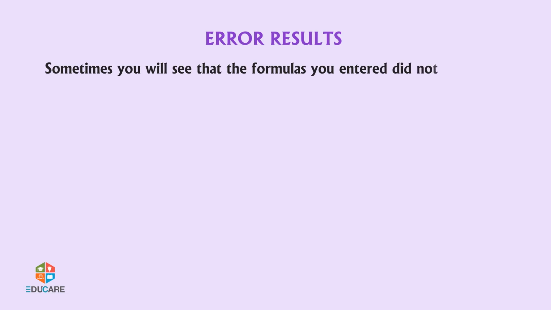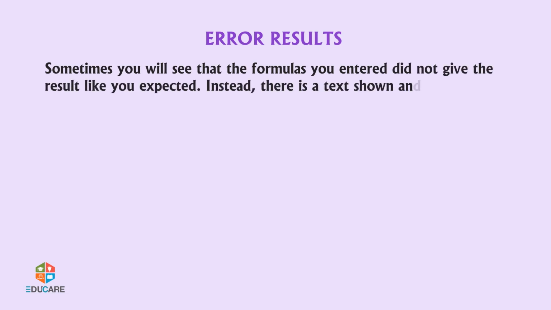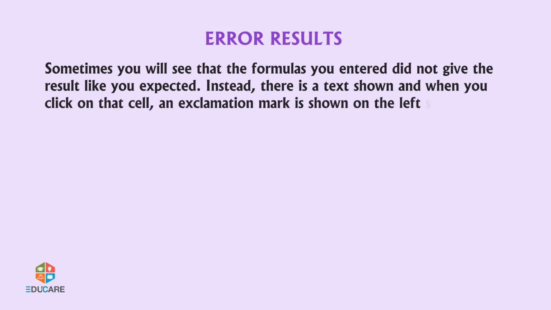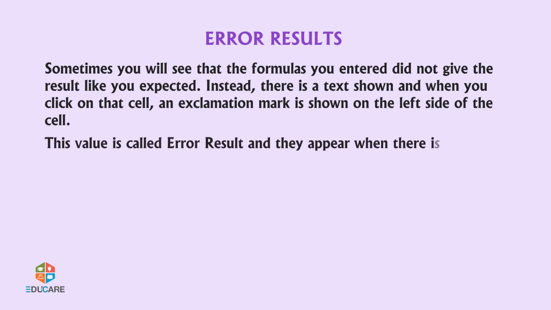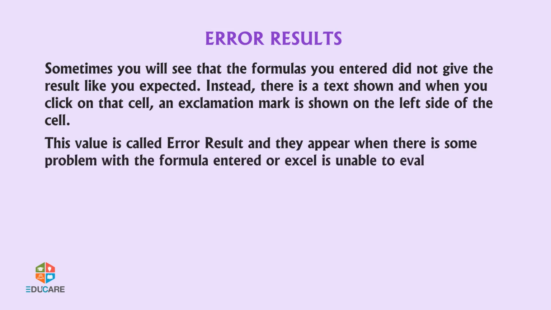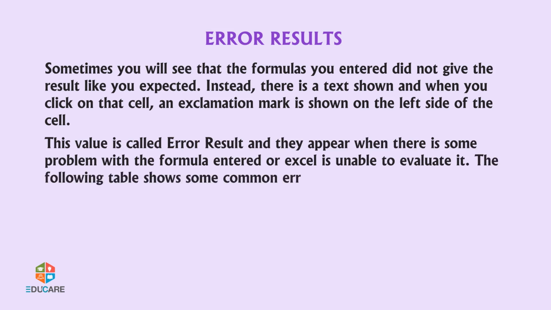Error results. Sometimes you will see that the formulas you entered did not give the result like you expected. Instead, there is a text shown, and when you click on that cell, an exclamation mark is shown on the left side of the cell. This value is called error result, and they appear when there is some problem with the formula entered or Excel is unable to evaluate it. The following table shows some common errors in formula in Excel and their possible reasons.